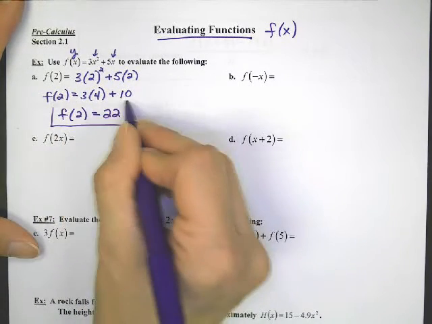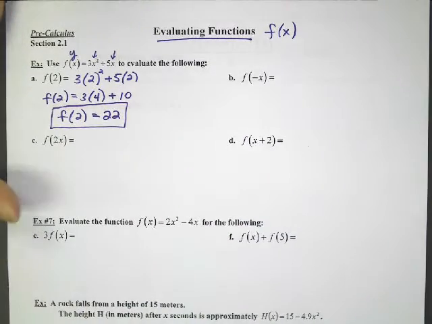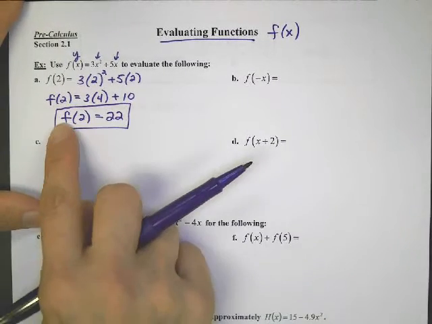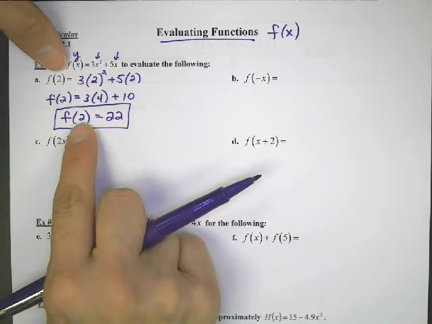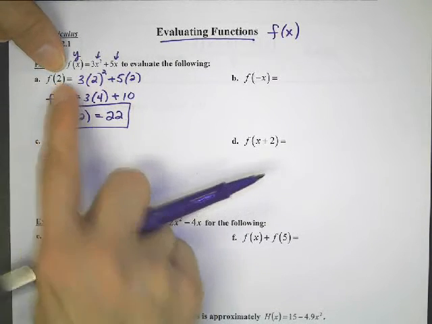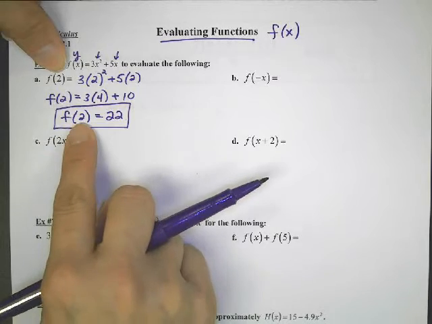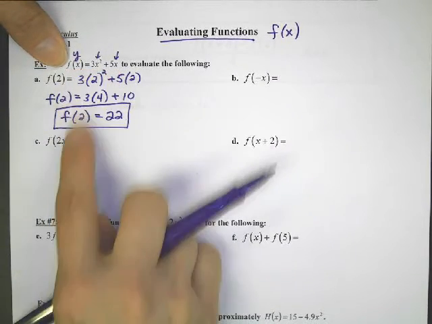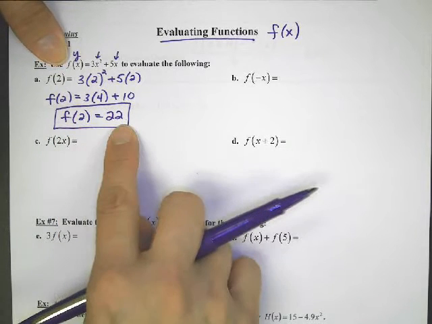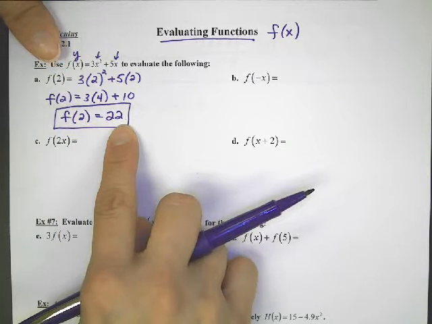A couple of things I'm going to be very picky about, so make sure you're writing this down nicely. F of 2 tells everybody what number you evaluated. I plugged in a 2, so this is f of 2. This isn't f of 5, this isn't f of 10, this isn't f of x. This is f of 2, and that answer spit out.